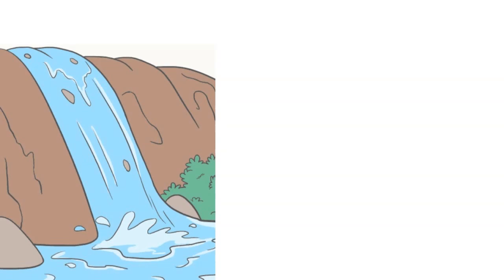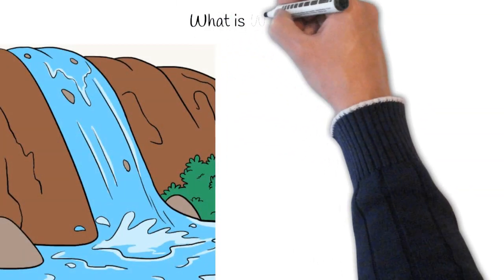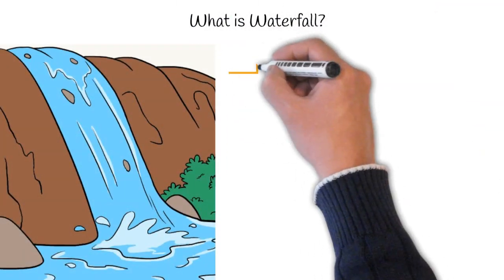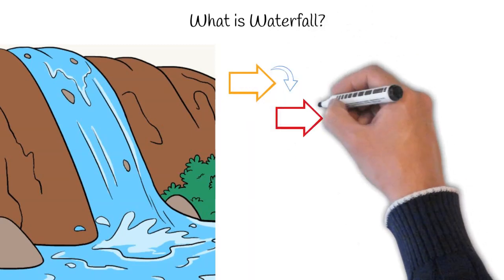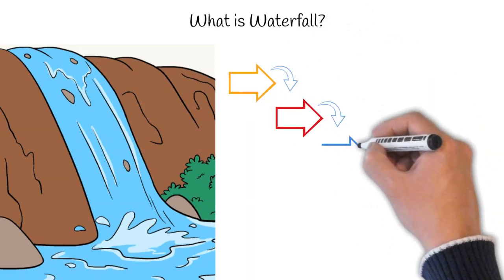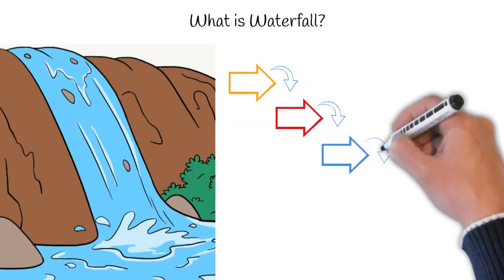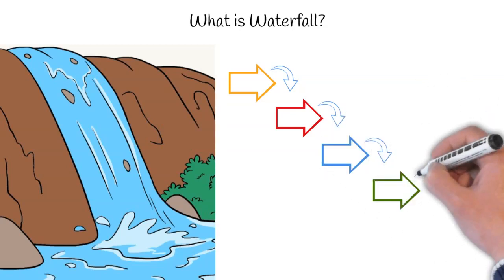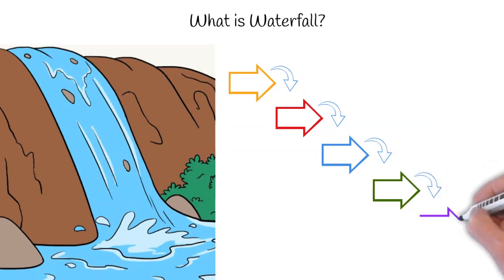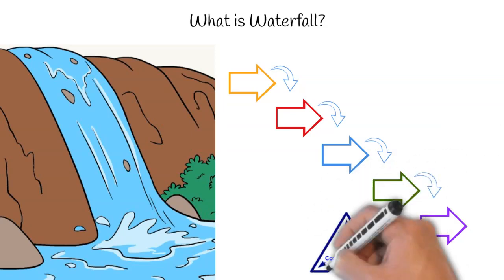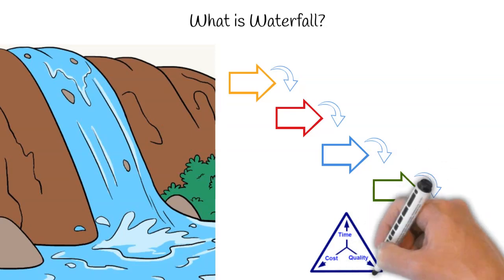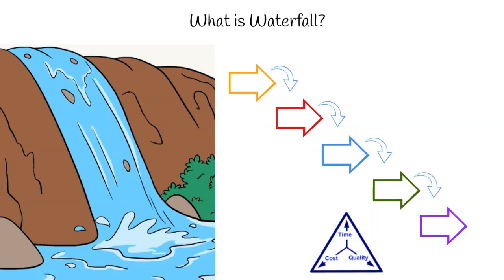So let's answer the first question then. What is waterfall? A waterfall methodology is a linear process by which all the planning is done up front, and the next stage can only start when the previous stage has concluded. We identify at the very start the time, quality, and cost of a project, so we know exactly how long it's going to take, what it will cost, and ultimately what it's going to give us.